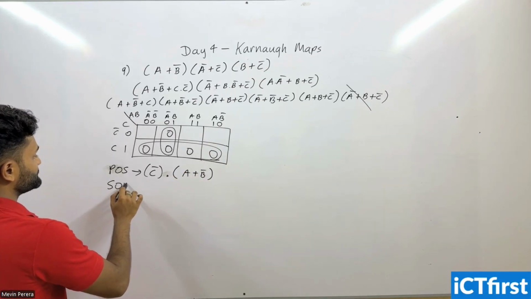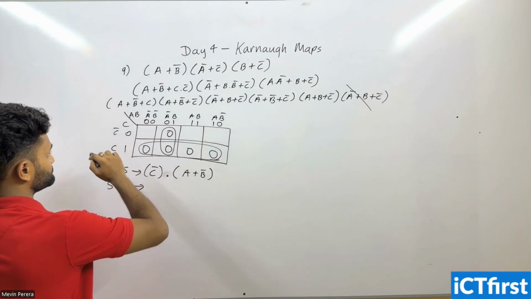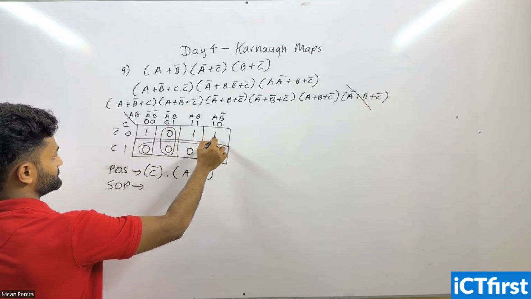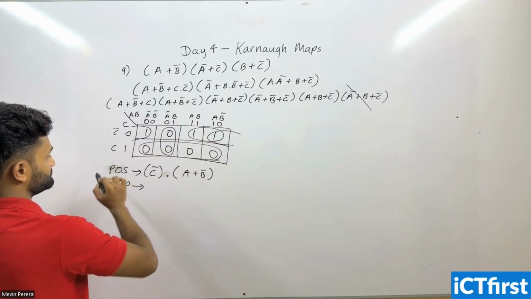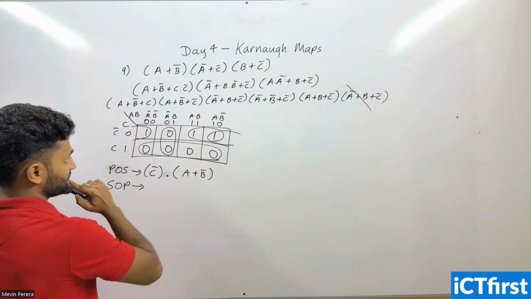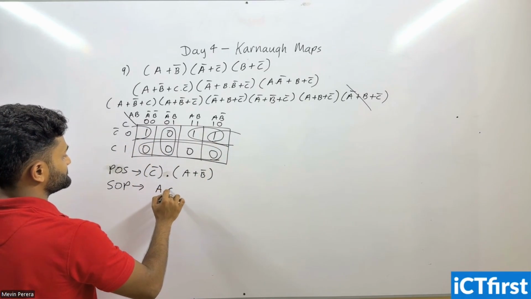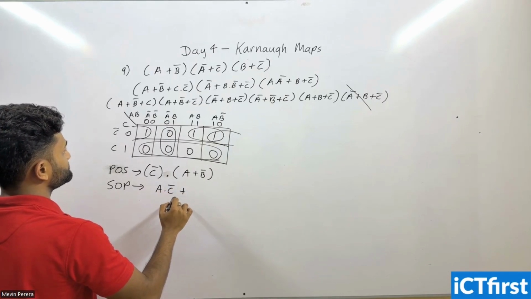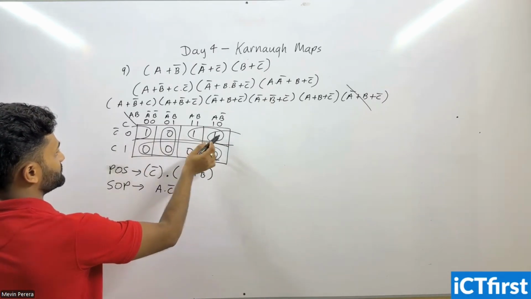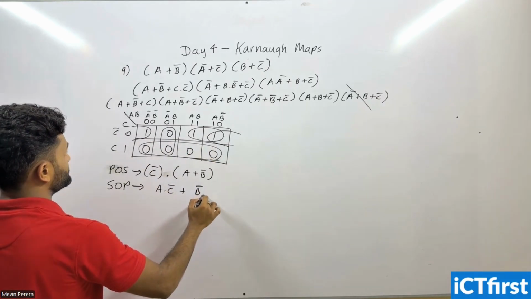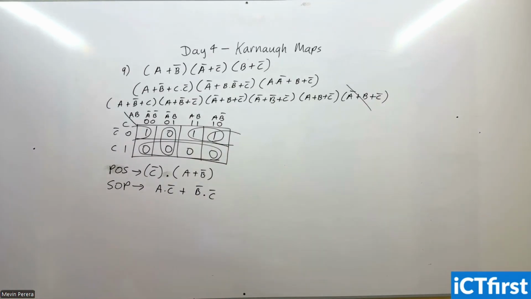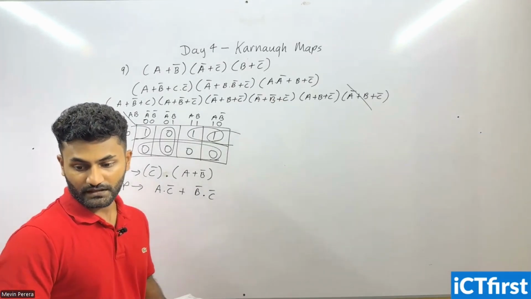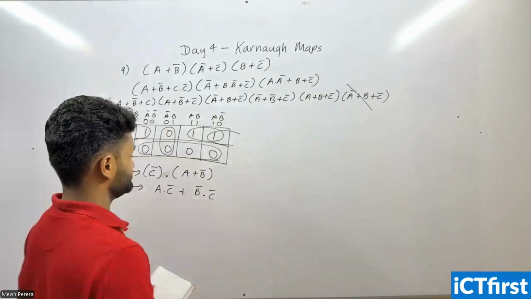Now when it comes to the SOP expression, these two, right? This one and this one. What is the common one? A dot C bar plus this one. The common thing is B bar dot B bar. Okay, so that's the answer for the ninth one.